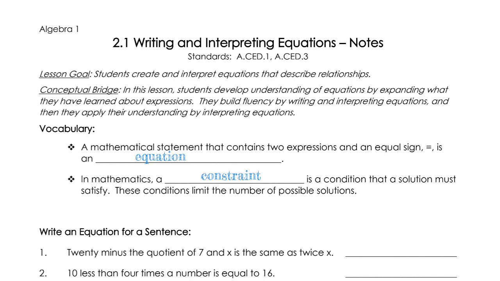For this video, we will be talking about section 2.1, which is writing and interpreting equations. To start, we have some vocabulary here. A mathematical statement that contains two expressions and an equal sign is an equation. And then the second one, in mathematics, a constraint is a condition that a solution must satisfy. These conditions limit the number of possible solutions.